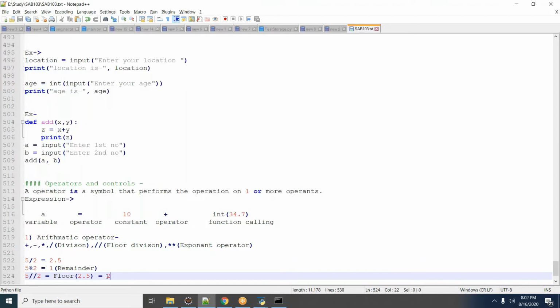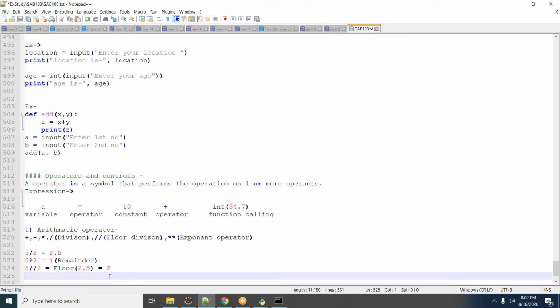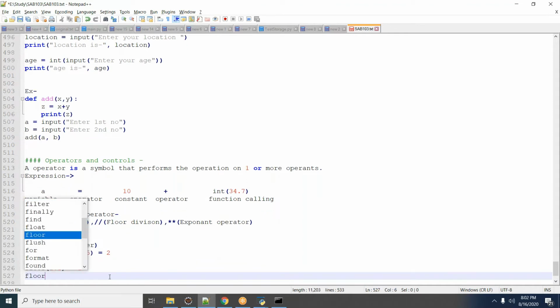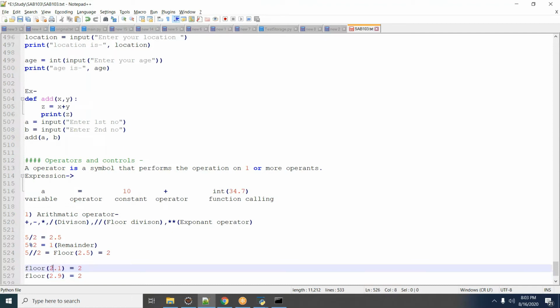So floor division means, let's say I have 2.1 and I want the floor of this value. The floor of this value will be 2. Let's say I want the floor of 2.9. The floor of 2.9 will be 2. Whatever value is after the decimal, it will ignore that, and whatever complete value we have, it gives that value.